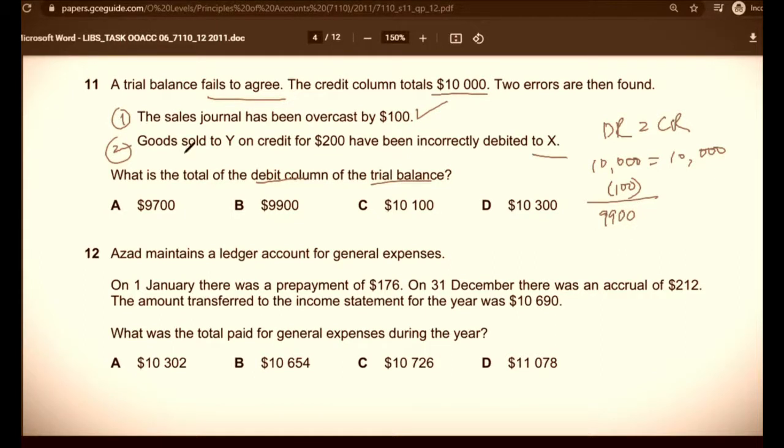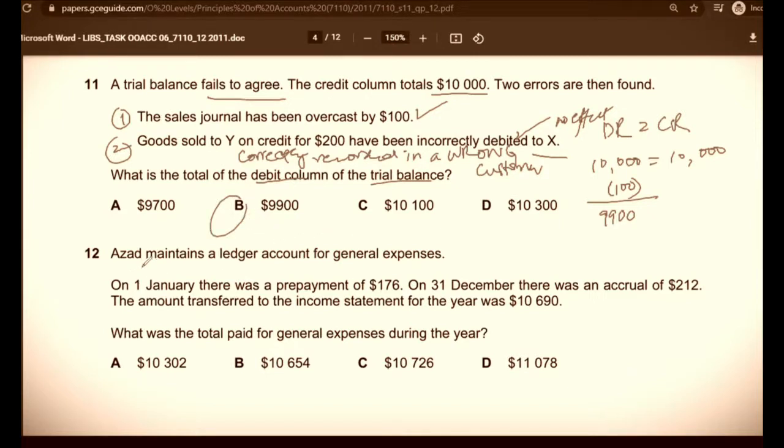Now we are going to look into error 2. Goods sold to Y on credit for $200 have been incorrectly debited to X. Now this would have no effect on our debit column because they just wrongly debited customer X instead of customer Y. This has been correctly recorded. It's just that it has been recorded in a wrong customer account. So the entry is fine. It would have no effect. Therefore, the correct answer to multiple choice 11 would be option B, 9,900.